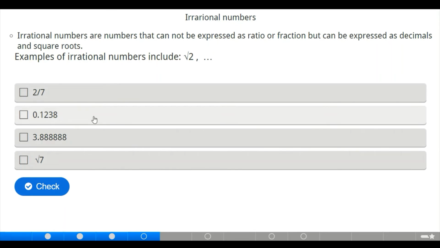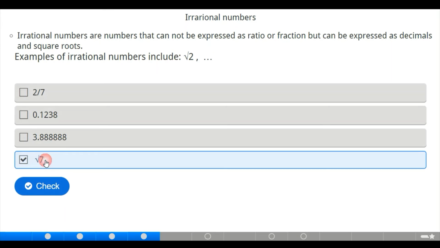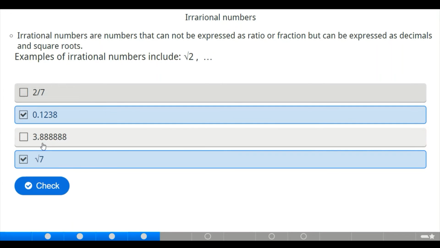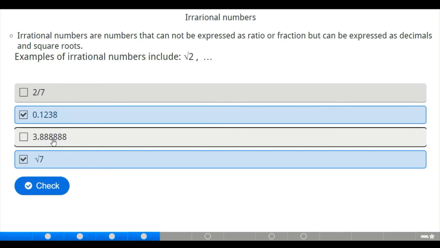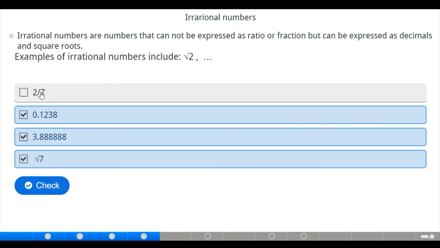Now from this exercise, let's look at other examples of irrational numbers that we can pick from here. I think we can pick root 7 as well. We can pick 0.1238 and we can pick 3.8888. But we can't have 2 over 7 because 2 over 7 is what? It is a fraction. So let's check if we are right.